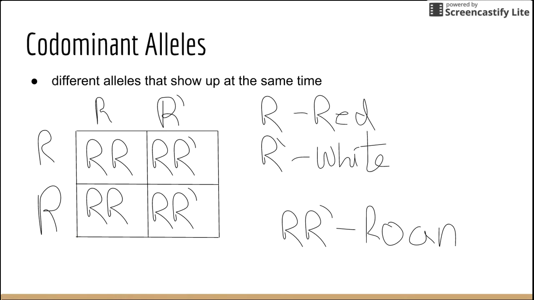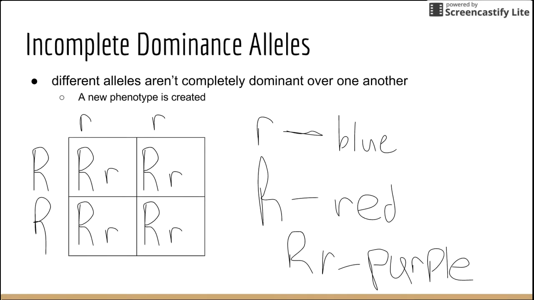Codominant alleles are different alleles that show up at the same time. For example, a roan horse. A roan horse has both white hair and another colored hair showing in at the same spot at the same time. Incomplete dominance with alleles is when different alleles aren't completely dominant over one another.